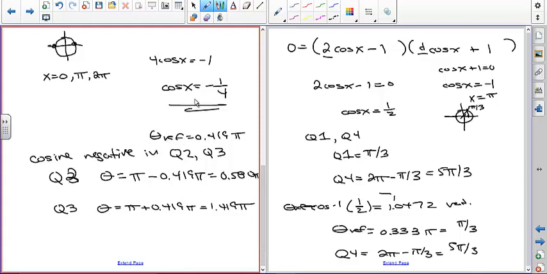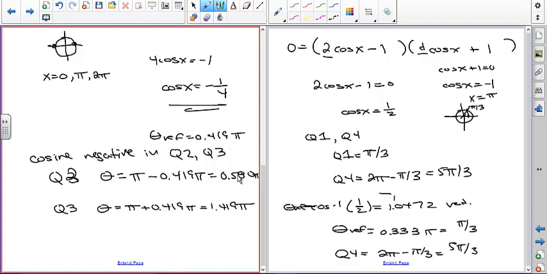So if you take the inverse cosine of 0.25, or a quarter, and then divide that by pi, you get 0.419. So the reference angle is 0.419 pi, which is between 0.33 and a half, so that makes sense. But because the cosine is negative, it's in the second and third quadrants. So the second quadrant solution is pi minus the reference angle. So 1 pi minus 0.419 pi is 0.581.